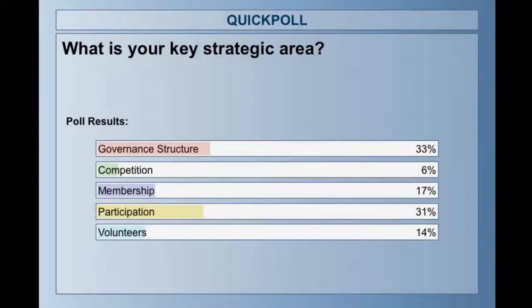Okay, what is your key strategic area? Governance structure 33%, competition 6%, membership 17%, participation 31%, volunteers 14%. Now keep in mind this is the makeup of our attendees on this particular webinar, but it's interesting to see what areas come out on top as strategic priorities. And according to our highly scientific research, governance structure comes out at the top, with participation.